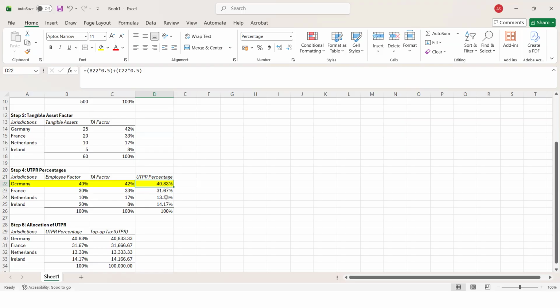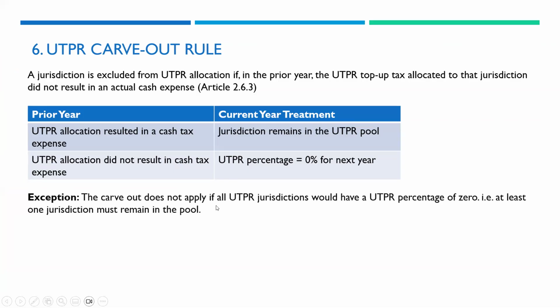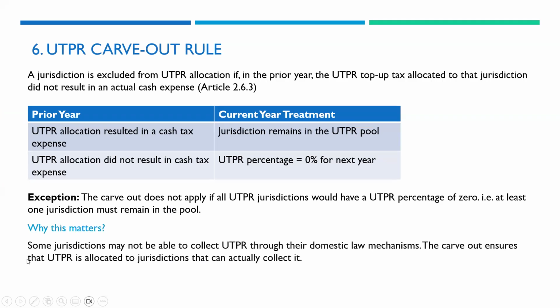So that it would be adjusted now. Getting it? So that you don't end up paying. So this carve out does not apply if all UTPR jurisdictions would have a UTPR percentage of zero. At least one jurisdiction remains in the pool. That's okay. But why does this matter? Because some jurisdictions may not be able to collect UTPR through their domestic law mechanisms. The carve out ensures that UTPR is allocated to jurisdictions that can actually collect it.